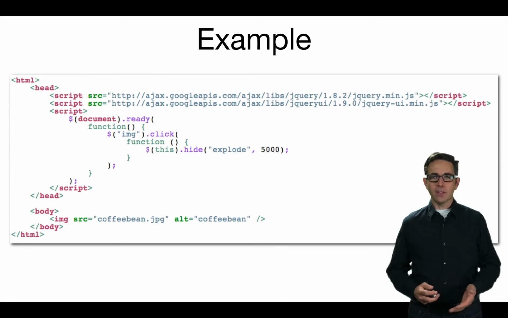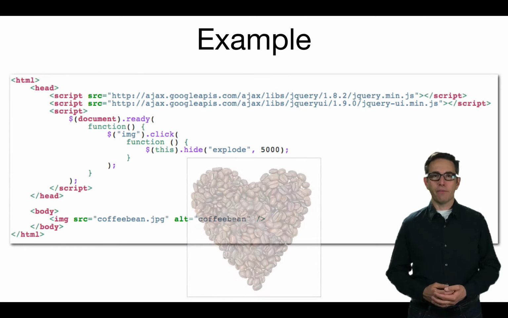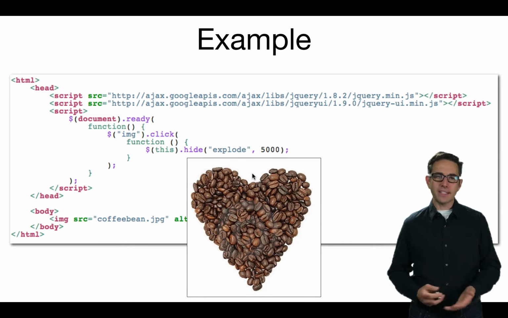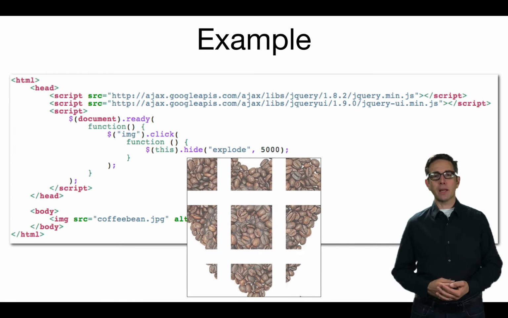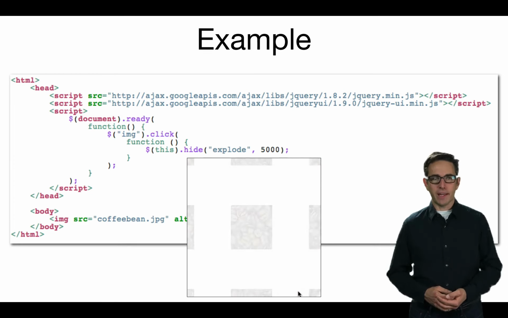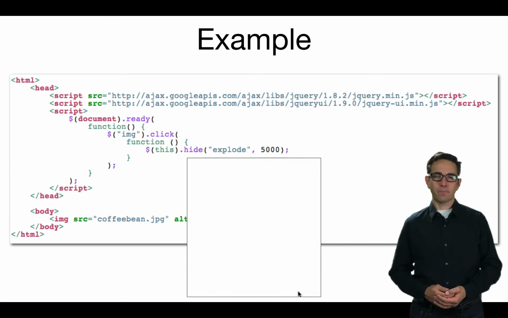All right, likewise, I could do a very similar example. But rather than having the function that's attached to the click event do the hide animation with a blind effect, I'm going to do the hide animation with an explode effect with a 5-second duration. And that's going to look like this. You click on it, it's going to break apart into 9 pieces and fade off into the sunset.